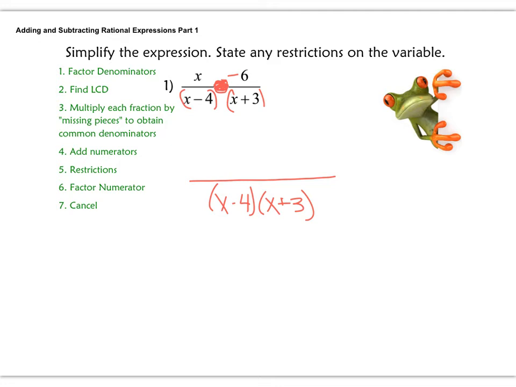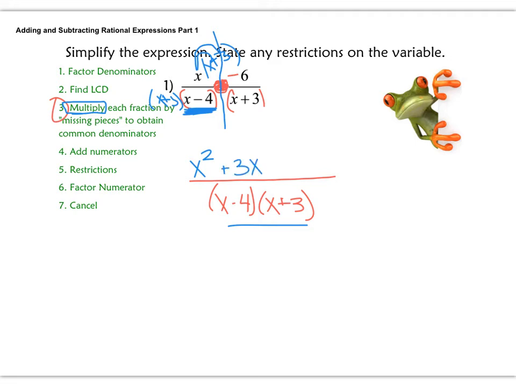All right, so moving forward, in step 3, multiply each fraction by the missing piece to obtain a common denominator. So again, what does this fraction need? I'm looking at them, these are kind of like separate fractions now, right? What does this fraction need to look like this? Well, it's missing the x plus 3. If I put an x plus 3 on it, now it looks the same on the bottom. So that means I also multiply the top by x plus 3. Notice it doesn't say smoosh. It says multiply. Actually multiply. X times x is x squared. X times 3 is 3x.